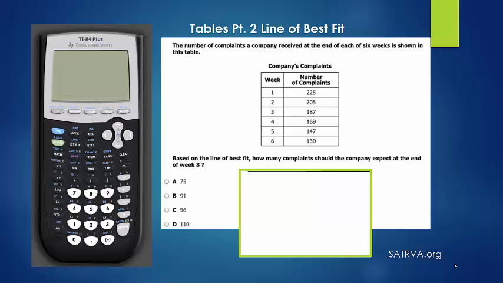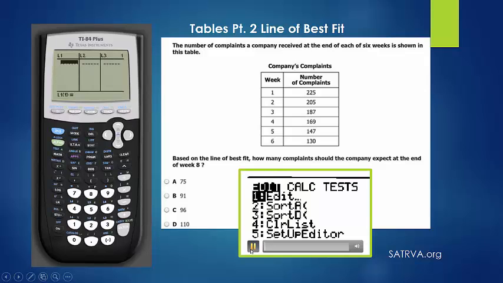We're looking at tables part 2, line of best fit. Basically, what we're going to do now is take what we did earlier a step further, where we're going to actually use that line of best fit to predict values. So let's go ahead and jump right into it. There's a couple tricky steps, so pay attention closely.